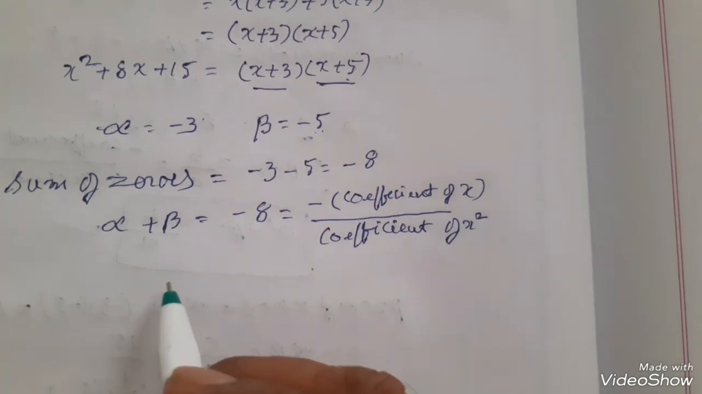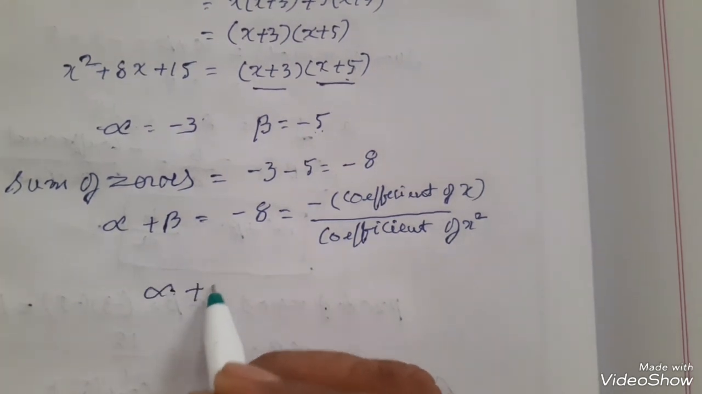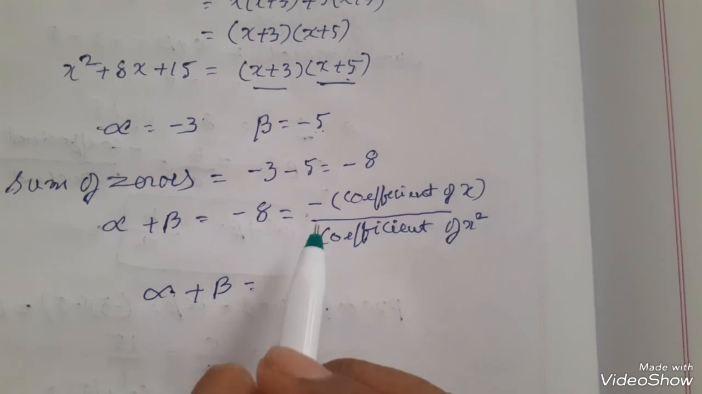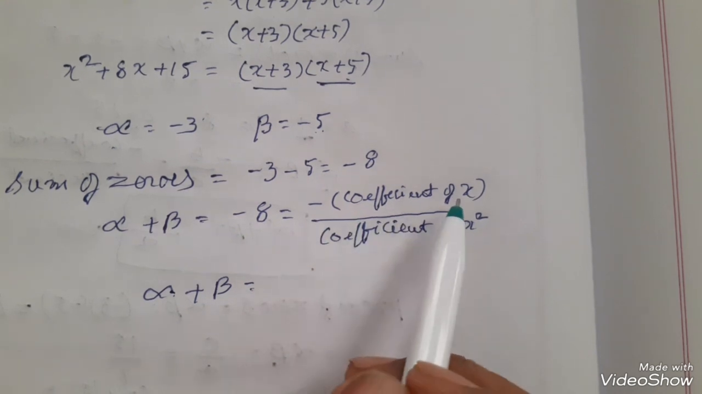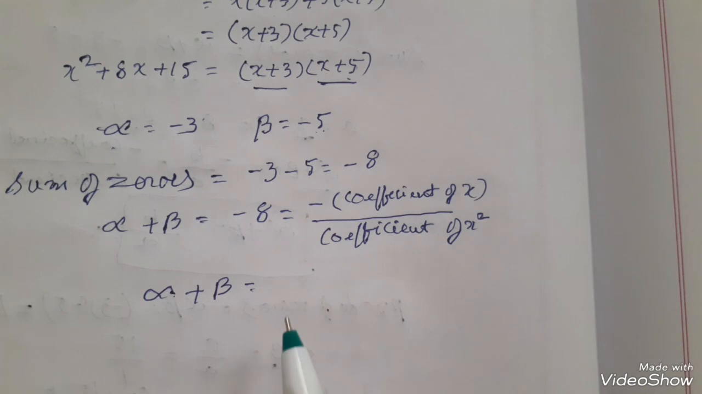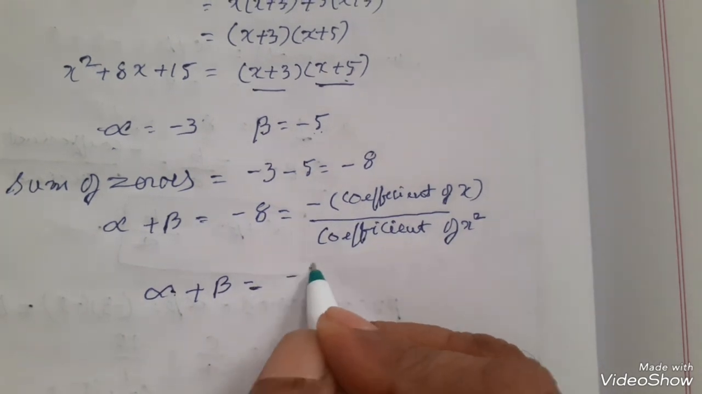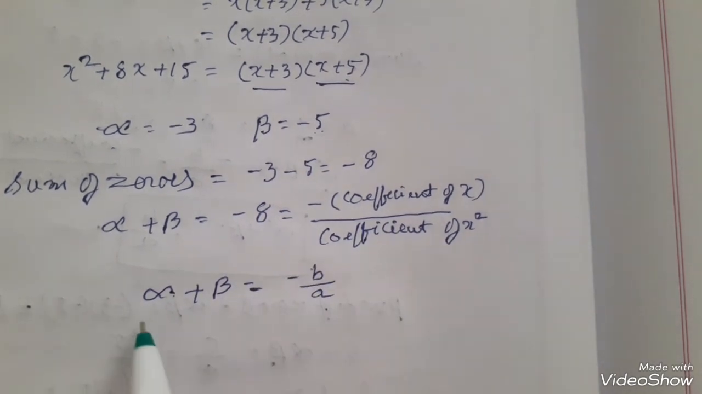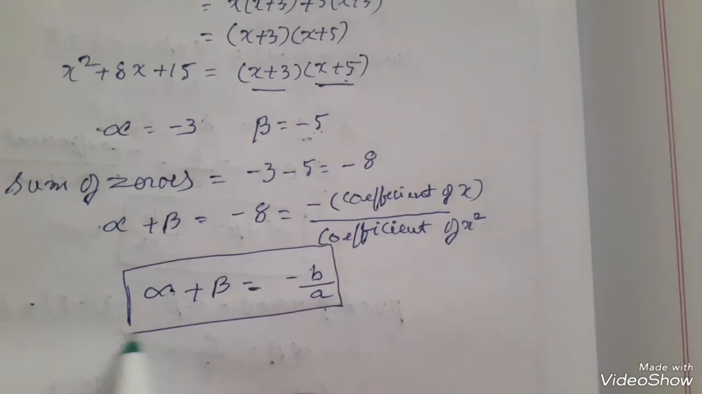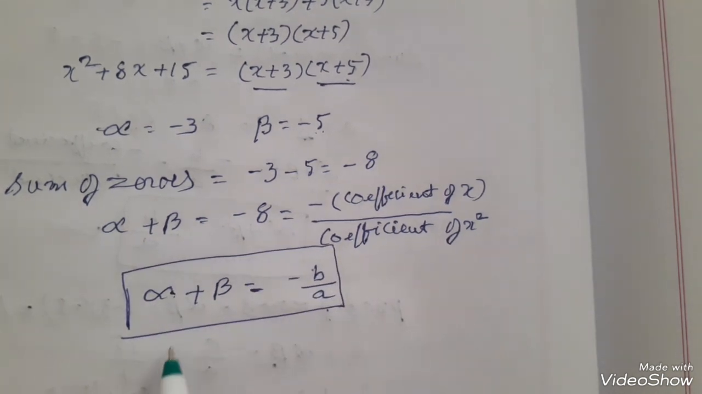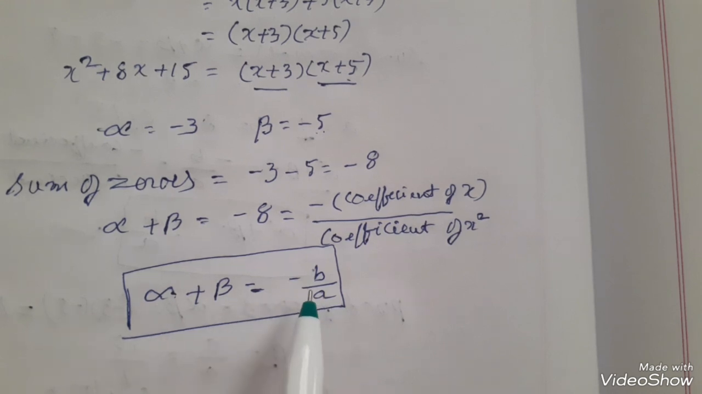So we can also write alpha plus beta. In general form, what is the coefficient of x? b. So minus b by a. This is the one relation. Is it clear? So the sum of two zeros is equal to minus of coefficient of x by coefficient of x square. That is alpha plus beta equals minus b by a.